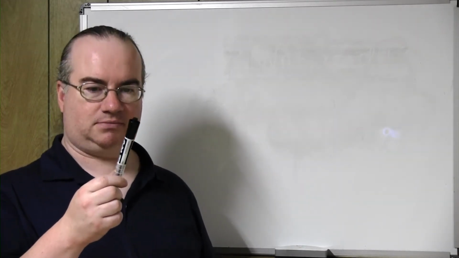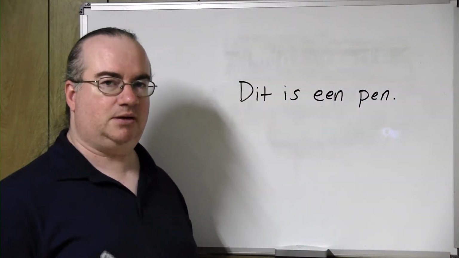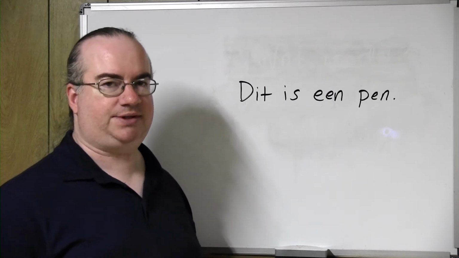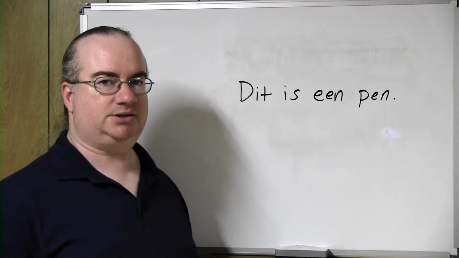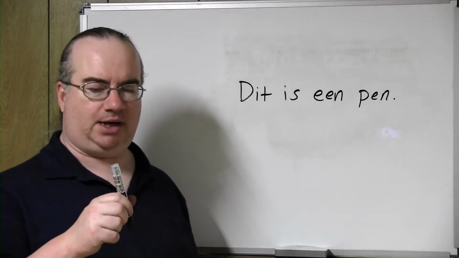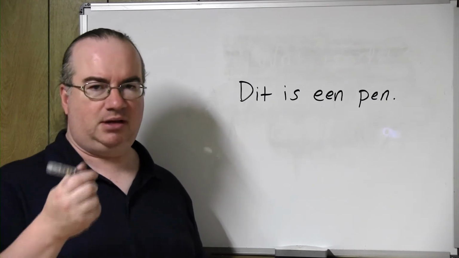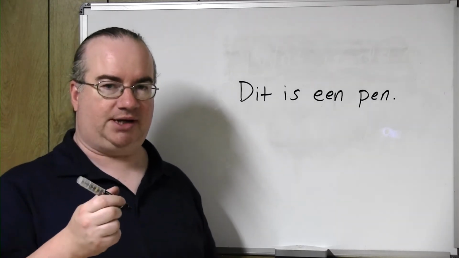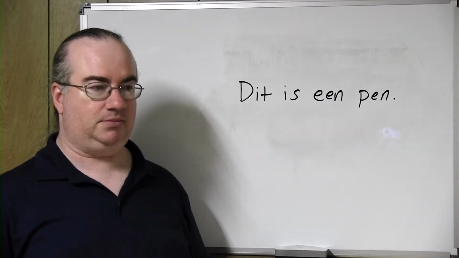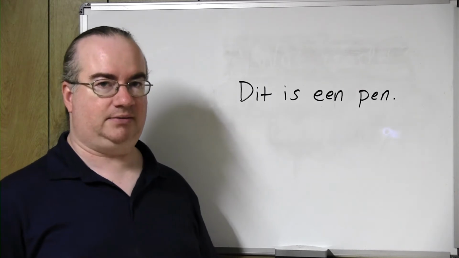Wat is dit? Dit is een pen. Pen sounds just exactly the same in Dutch as it does in English. Now, I don't want to say dat is een pen necessarily because I'm holding it in my hand right now. I should say the word for this. And if it's laying on the table across the room, then I would say dat is een pen.